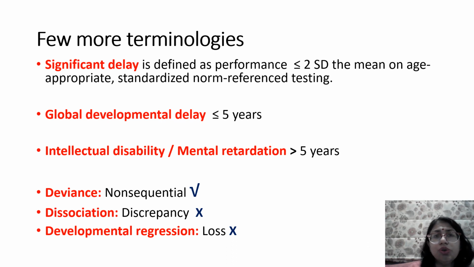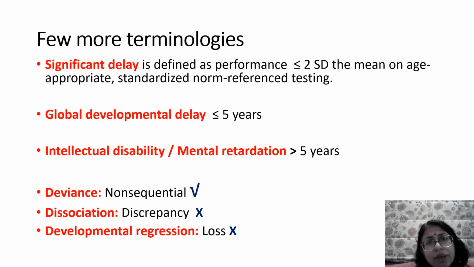Other than that, there are two more terminologies, dissociation and developmental regression. Dissociation is that there is a discrepancy between the different domains. That means there may be a child who has motor delay, but his cognitive and social domains may be absolutely okay, like a child with cerebral palsy without associated intellectual disability, or a child with autism who has more of social and language delays, and his motor performance may in fact be faster than the peers. So dissociation is never normal. Deviance may or may not be normal.